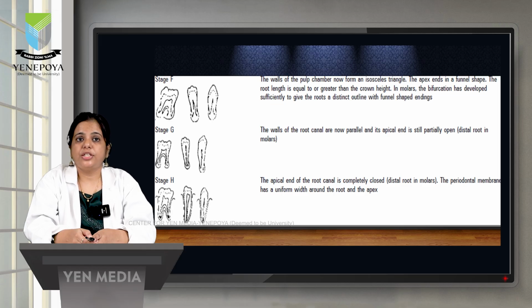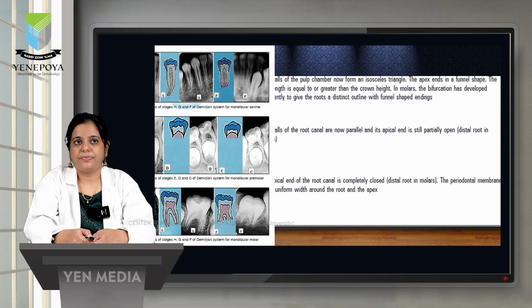Stage G, the walls of the root canal are now parallel and its apical end is still partially open, especially in the distal root in case of molars. Stage H, the apical end of the root canal is completely closed. The periodontal membrane has uniform width around the root and the apex.